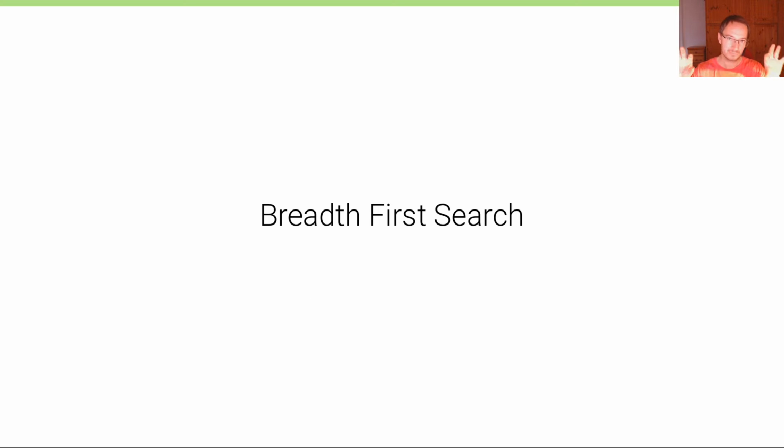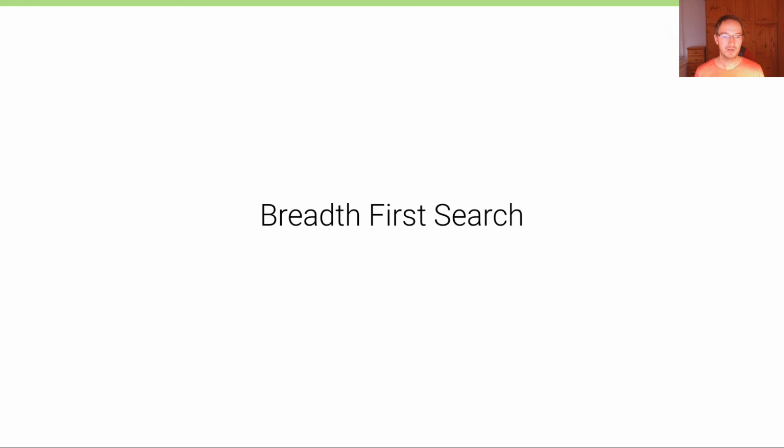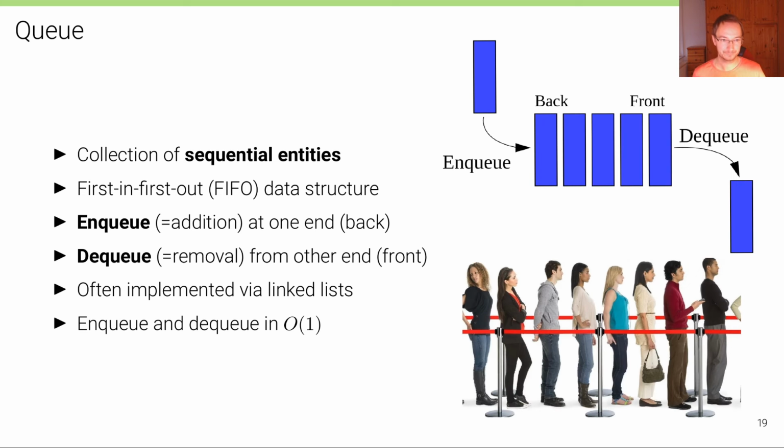But now let's stay still with the unweighted graphs for a moment. So how can we find a shortest path in such unweighted graphs? And the algorithm we're going to use is called breadth-first search. So how does breadth-first search work?